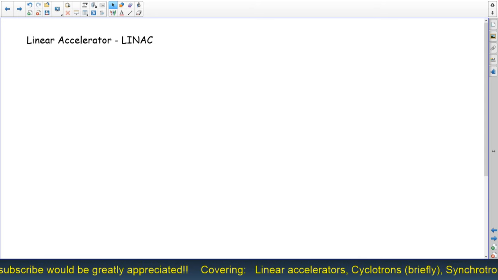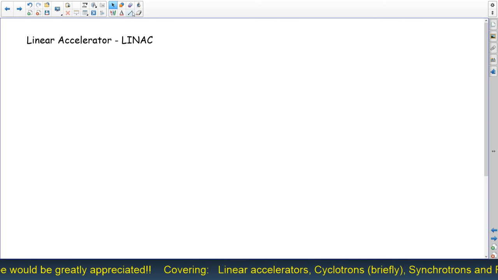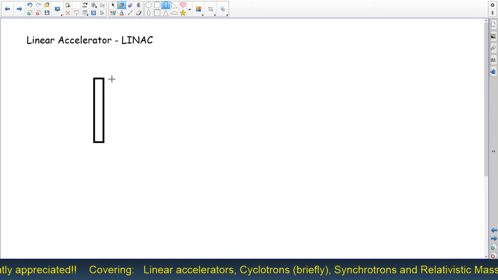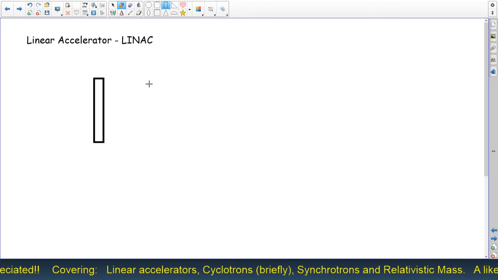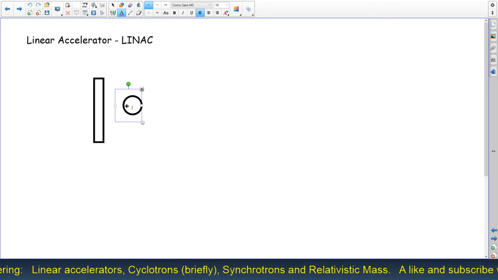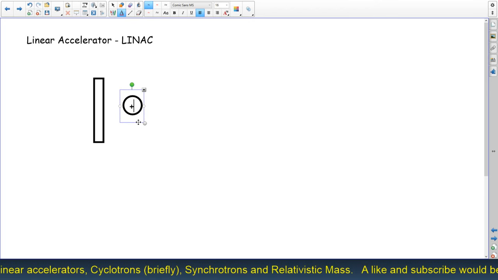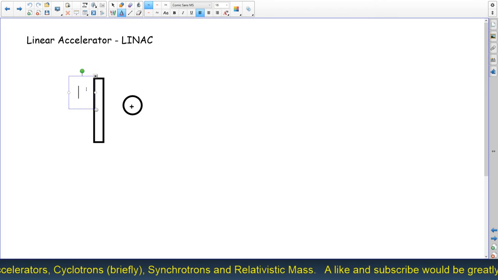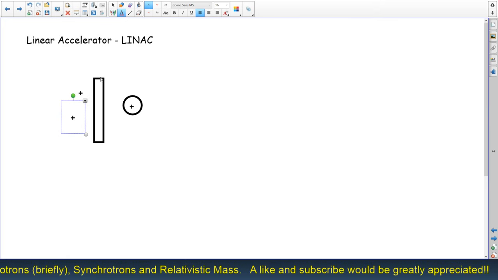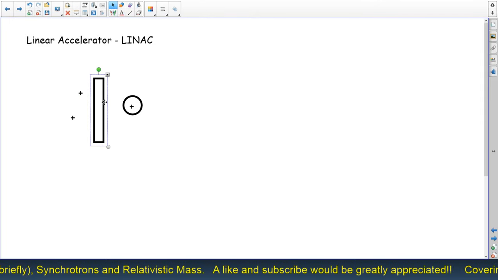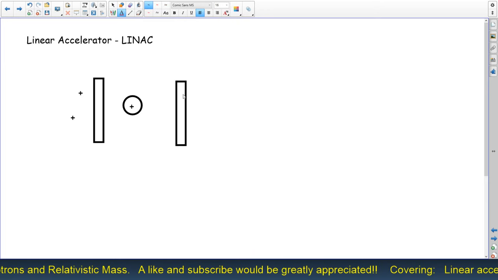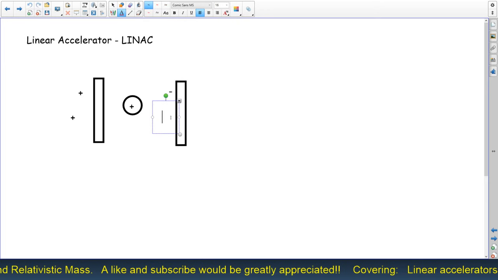But the idea is pretty simple. The basic idea of accelerating a particle is, let's get ourselves our particle, let's say it's charged in some respect. So let's get a charged particle. If we're doing a nucleus, it's probably positively charged. Does that seem reasonable? All right, what we're going to do then is put a plate here that's positively charged, and then we're going to put a plate over somewhere else that is negatively charged. All right, it doesn't get much simpler than that.